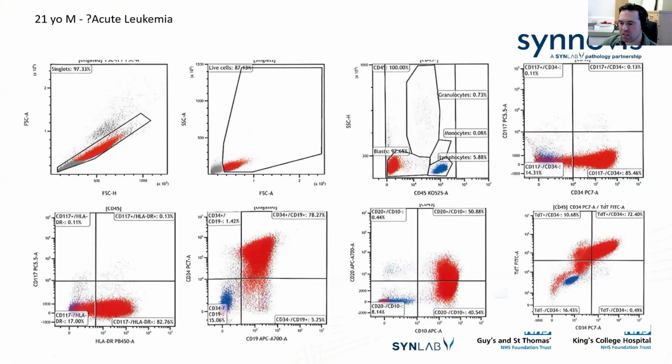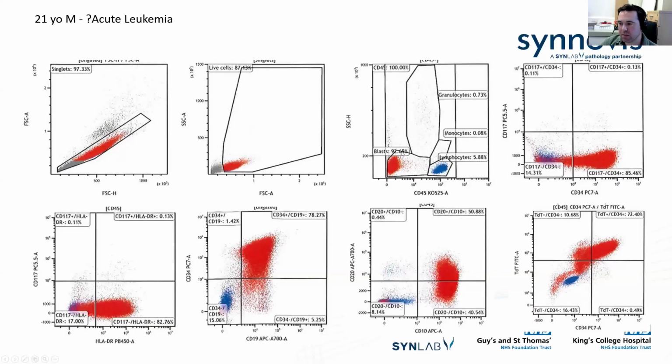So the next one is a 21-year-old male who came to the hospital, and the clinical details were given as query acute leukemia. Now, we ran it again with the acute panel, which again has the array of myeloid and lymphoid markers. And in this case, again, a huge population is CD45 negative. So there's no CD45 expression.